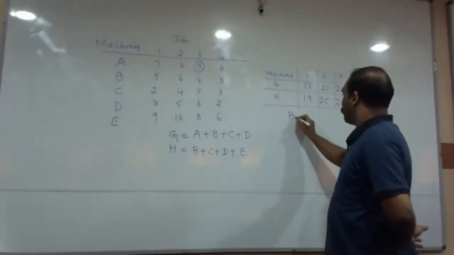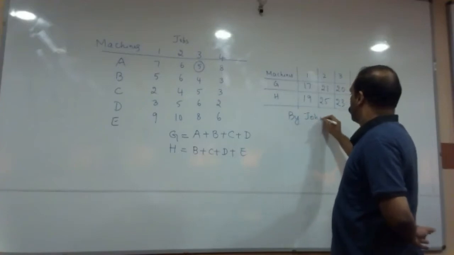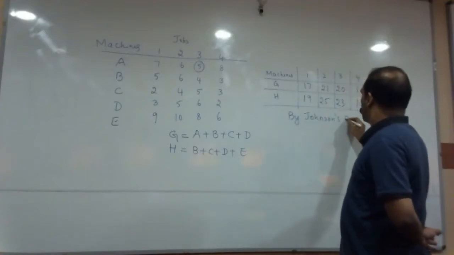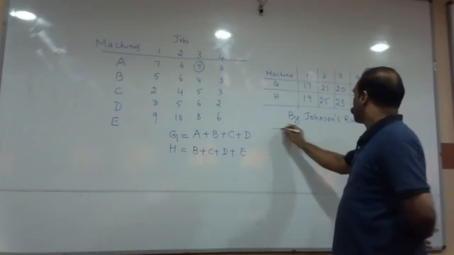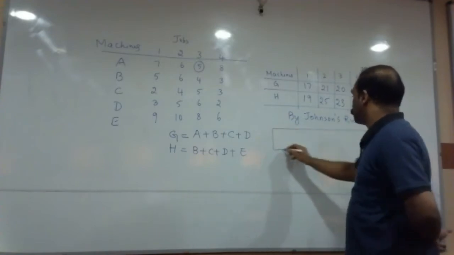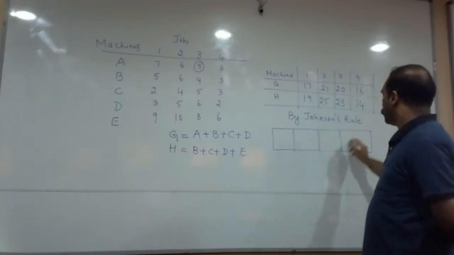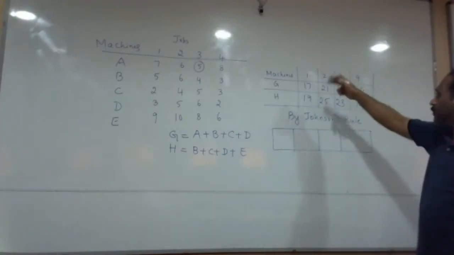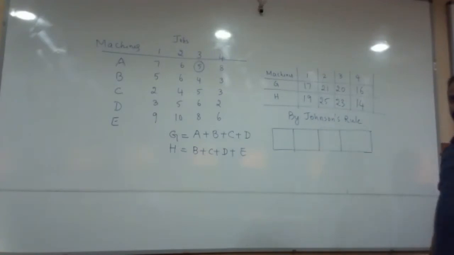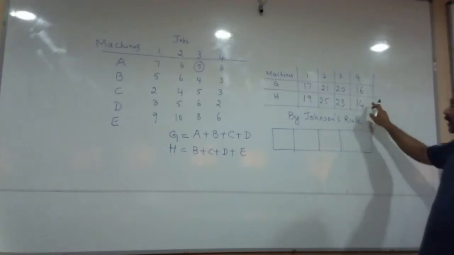Now let me write down the box. So I'll be writing by Johnson's rule. Now totally there are 4 jobs given to you. So 1, 2, 3, and 4. If you look at this entire problem, can you please tell me which is the lowest processing time? 14. 14.